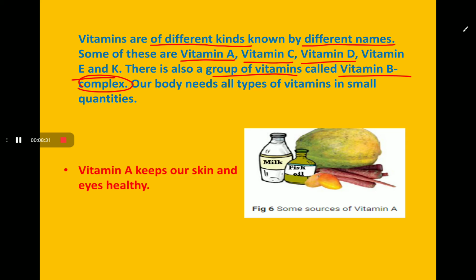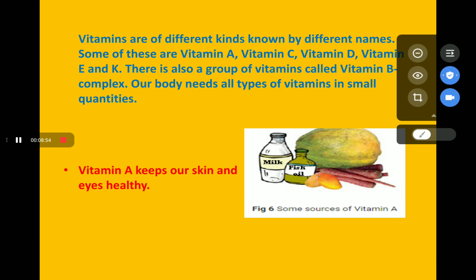So here the first is vitamin A. Vitamin A generally keeps our skin and eyes healthy. And what are some sources of vitamin A? These are some sources of vitamin A. As you can see, it includes fruits, milk, fish oil. These are some examples of sources of vitamin A.